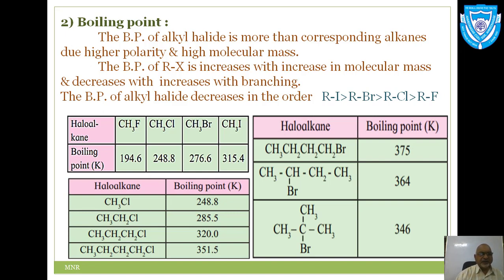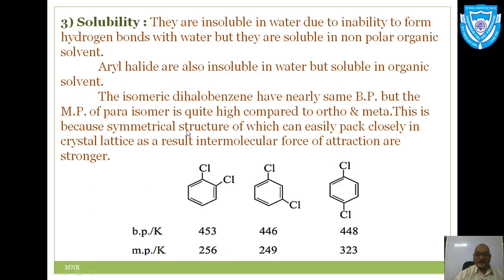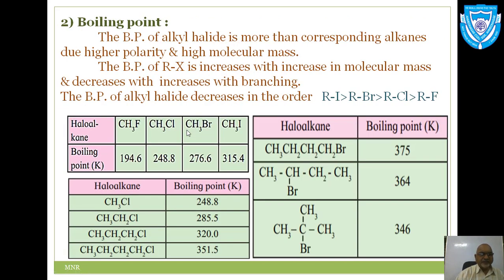Now if you see haloalkanes, methyl fluoride, methyl chloride, methyl bromide and methyl iodide, all are derivatives of methane. The boiling point of the fluoride is 194, whereas that of the iodide is 3. So it goes on increasing, because it is a simple structure. But if you go to the next, methyl chloride is 248. We will study only chlorine and some halogens.